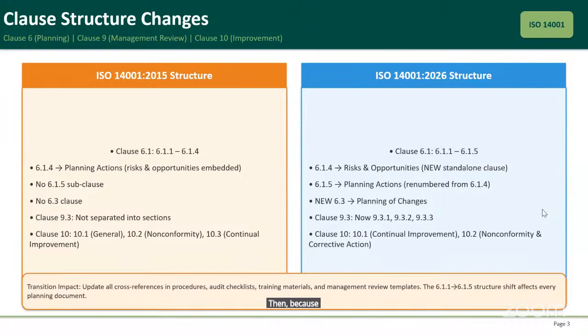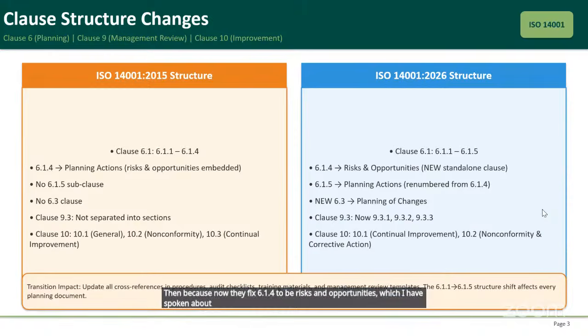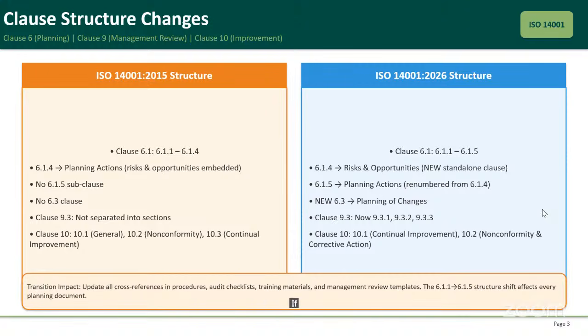Because they fixed 6.1.4 to be risks and opportunities, which you have spoken about now, they now brought down planning action into 6.1.5, which was initially in 6.1.4. If you understand this, please type yes in the chat room. All right, thank you.